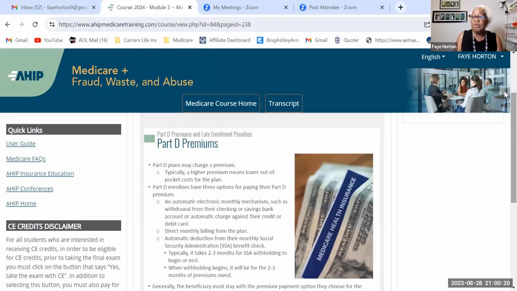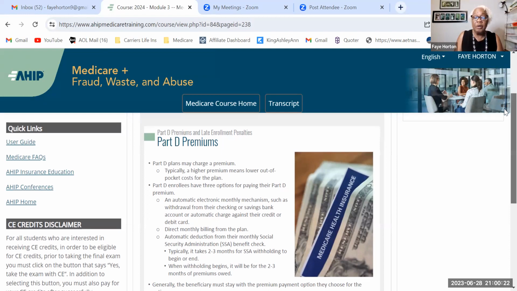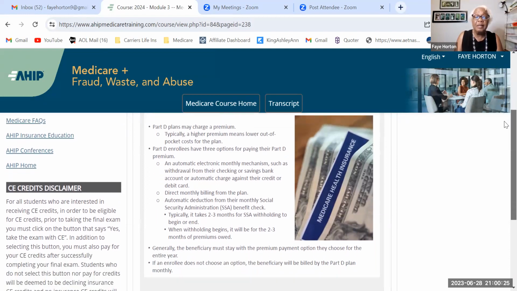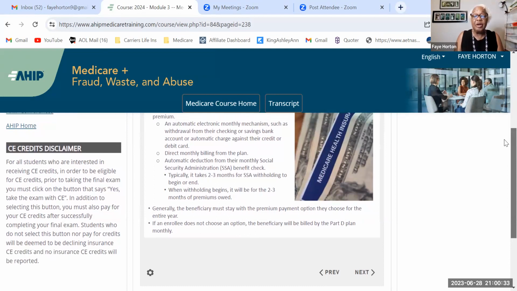Typically, it takes 2 to 3 months for Social Security withholding to begin or end. When withholding begins, it will be for the 2-3 months of premium that are owed. Generally, the beneficiary must stay with the premium payment option they choose for the entire year.